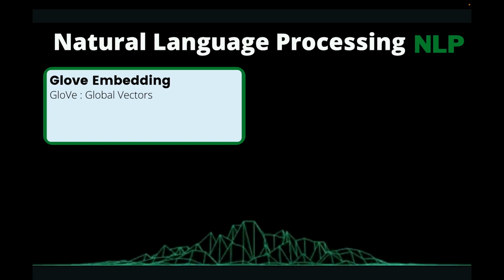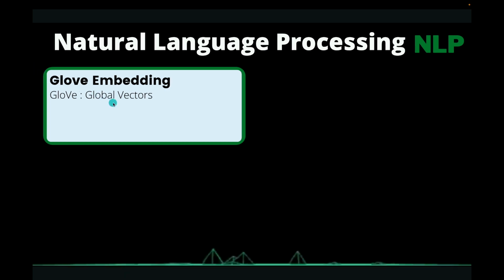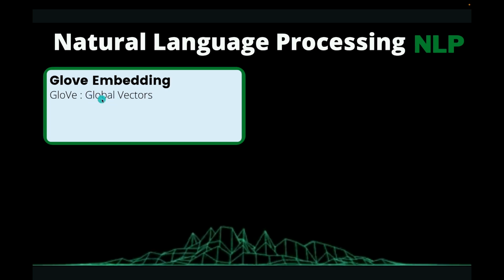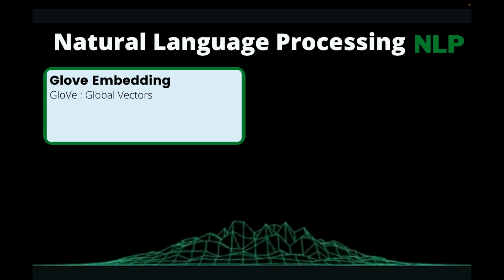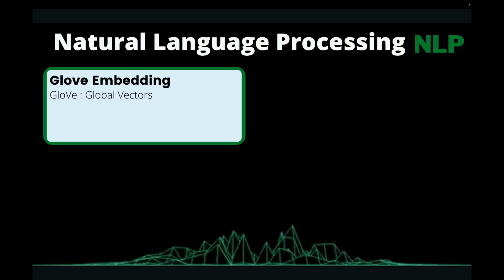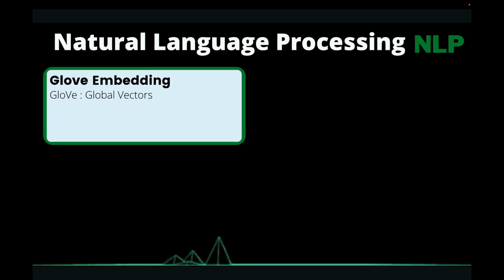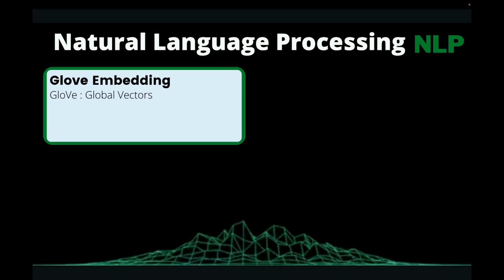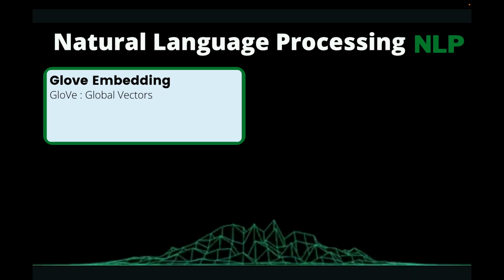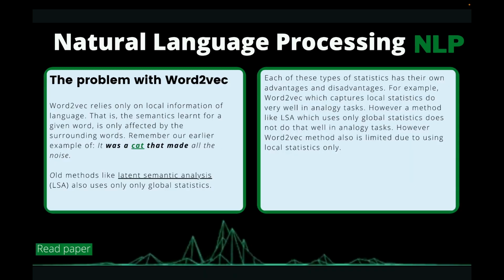GloVe stands for global vectors. Now let's see why we still need GloVe, because we have already discussed Word2Vec, and we said that it's quite a robust method or technique which we can use to generate word embeddings. And now we are also talking about GloVe. So let's see the problem that exists with regards to Word2Vec.